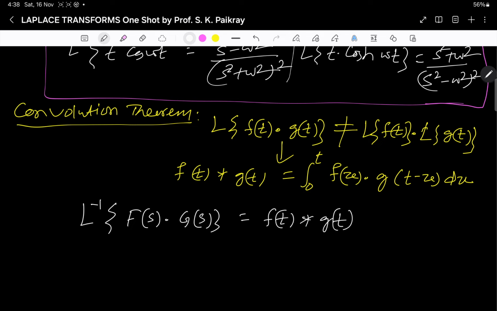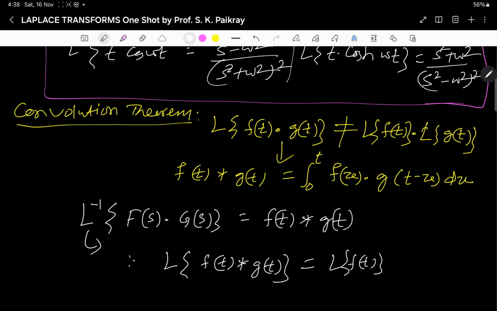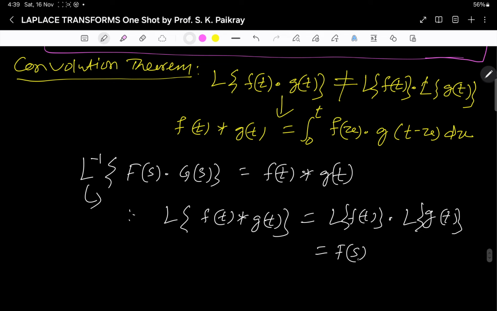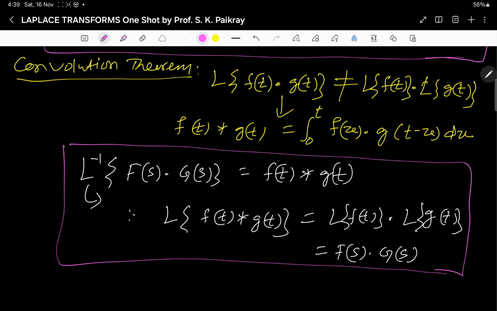Therefore I can say, bringing L to this side, L of f(t) convolution g(t) will be equal to L of f(t) into L of g(t). You see, this is F(s) into G(s). So to deal with the product function, we have the convolution theorem. But this direct product is not possible, so to overcome this, we have the convolution theorem.